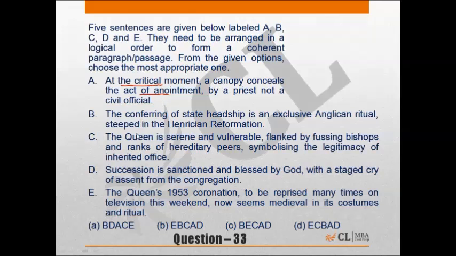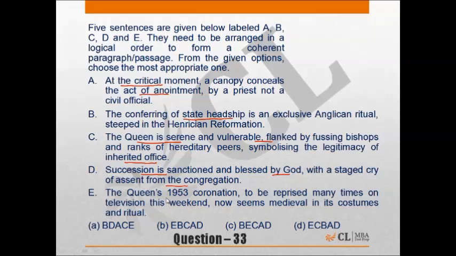Okay. Statement B. The conferring of state headship is an exclusive Anglican ritual steeped in the Henry's Reformation. Okay. Statement C. The queen is serene and vulnerable, flanked by fussing bishops and ranks of hereditary peers, symbolizing the legitimacy of the inherited office. Okay. Statement D. Succession is sanctioned and blessed by God with a staged cry of assent from the congregation.